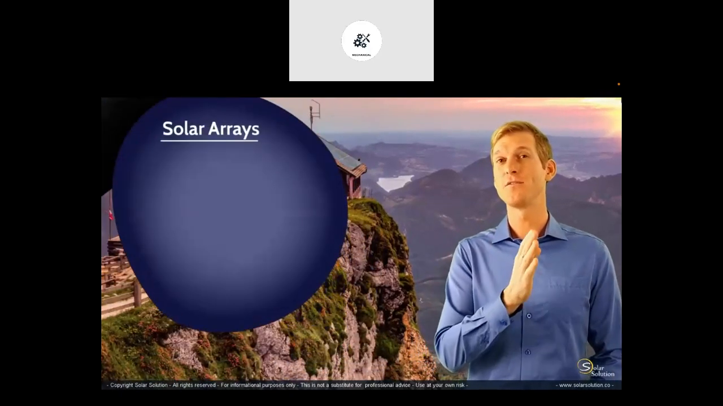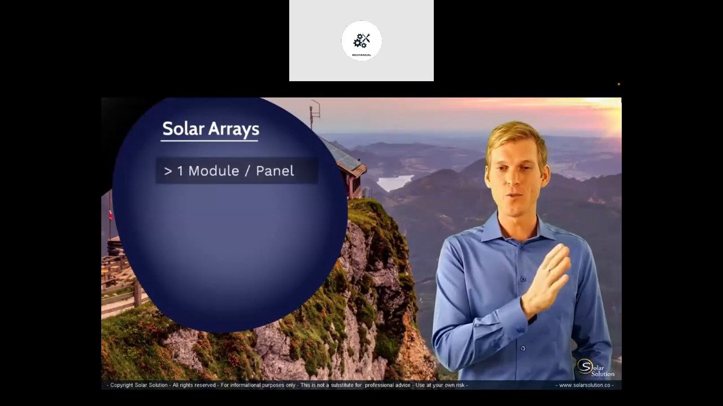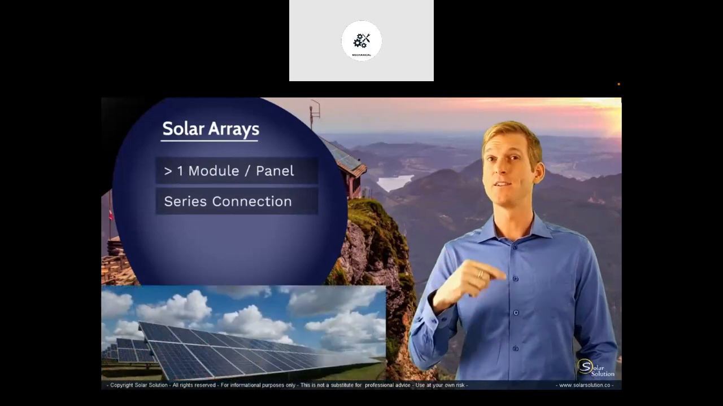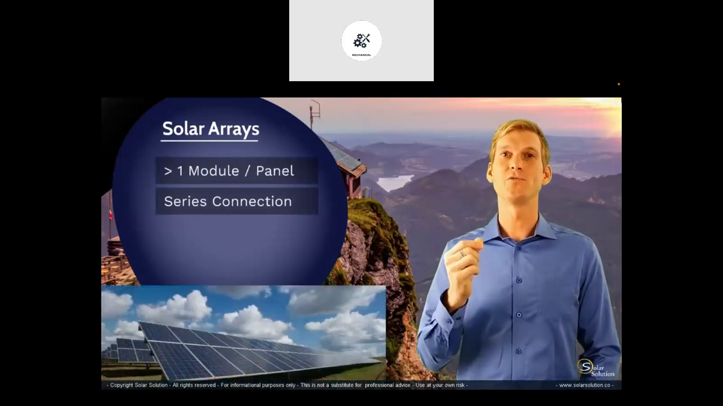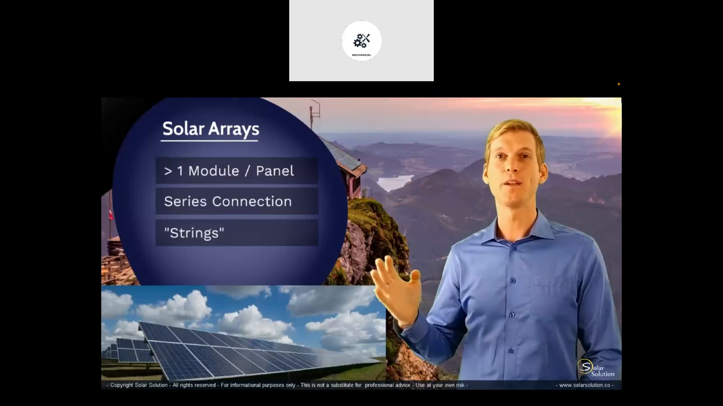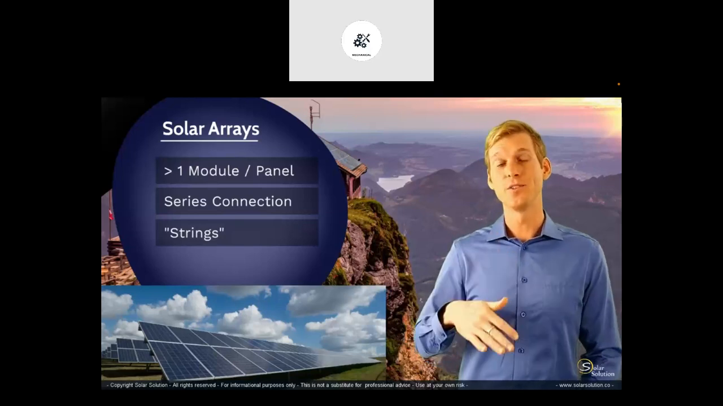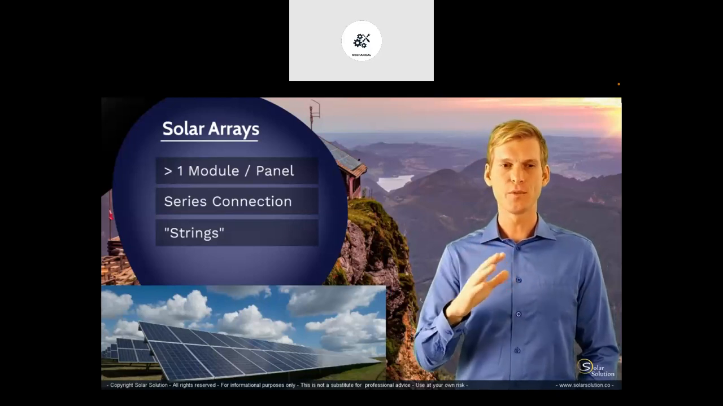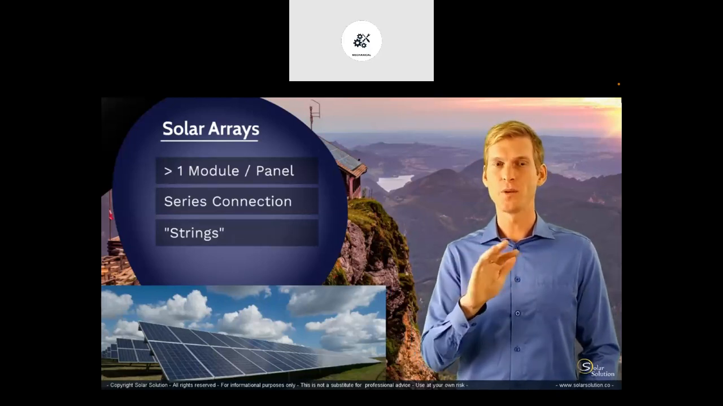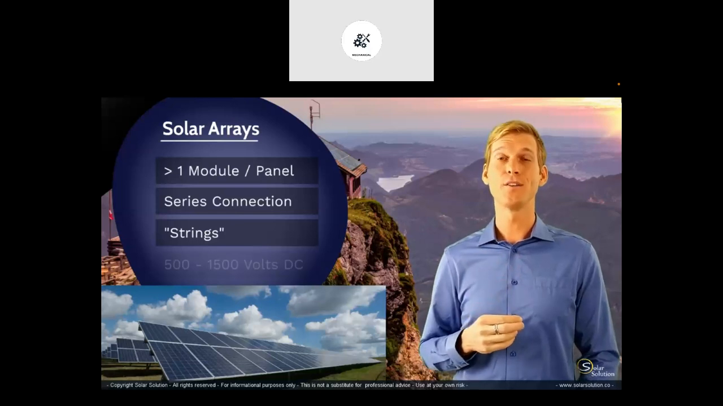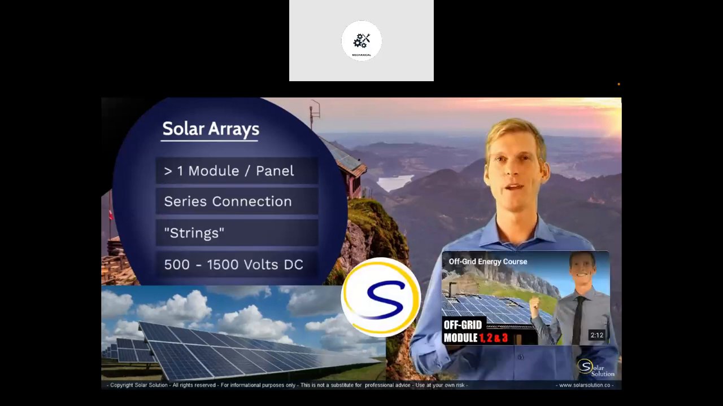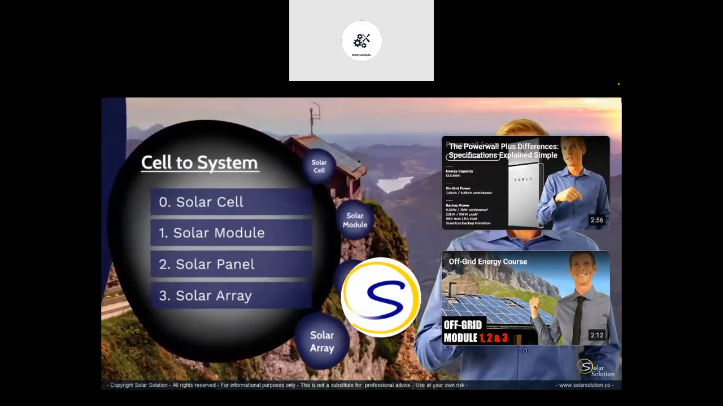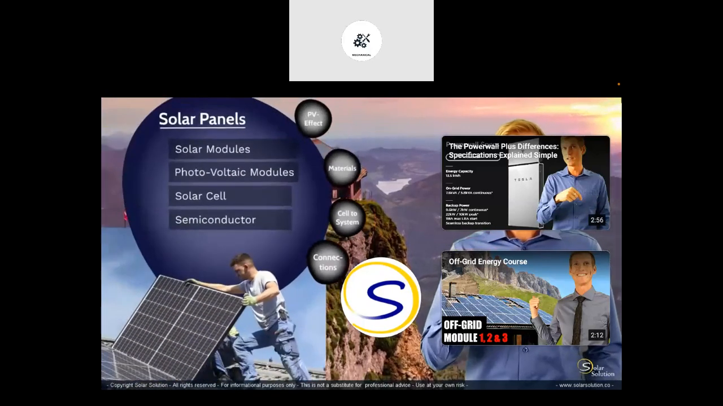So now that you understand the difference between a cell, a module and a panel, let's look at what a solar array actually is. A solar array is a combination of several modules or panels that are all connected in series, so they're all connected head to toe with each other. This solar array is often referred to as a string, one string of solar panels or modules. This is done in order to increase the overall operating voltage of the system. The typical voltage that you will see for one array is somewhere between 500 and 1500 volts direct current.